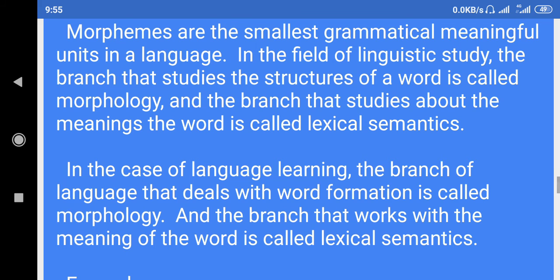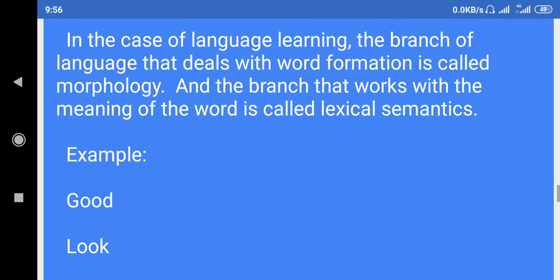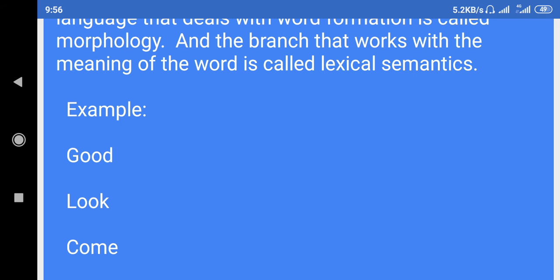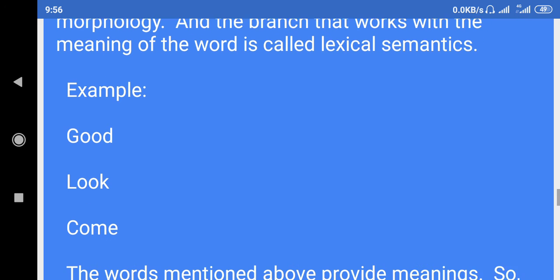Morphemes are the smallest grammatical meaningful units in a language. In the field of linguistic study, the branch that studies the structures of a word is called morphology, and the branch that studies the meanings of the word is called lexical semantics. In the case of language learning, the branch of language that deals with word formation is called morphology, and the branch that works with the meaning of the word is called lexical semantics.